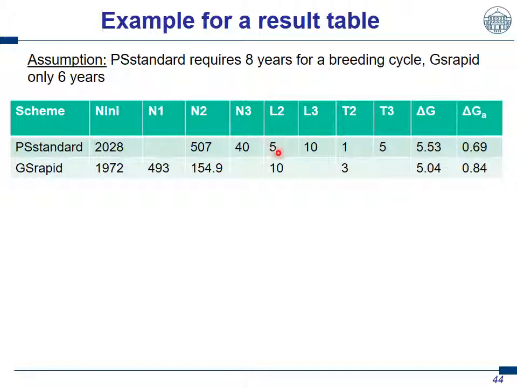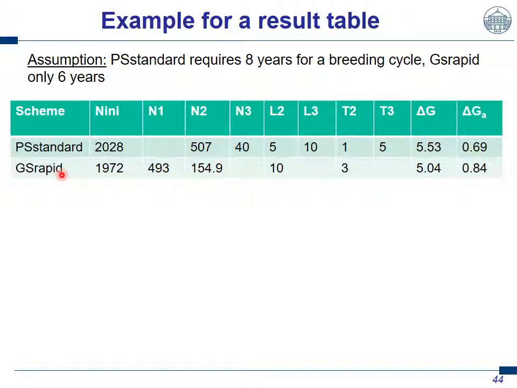We get L2, which is the optimum number of test locations in the first yield test, and L3, the optimum number in the second yield test. And similar for testers, 1 here for the number of testers in the first yield test, and 5 testers are optimum in the second yield test. And then you get the absolute selection gain and just have to divide it by the number of years you need to finish a breeding cycle, which is in our situation 8 years, and then you get the annual selection gain.